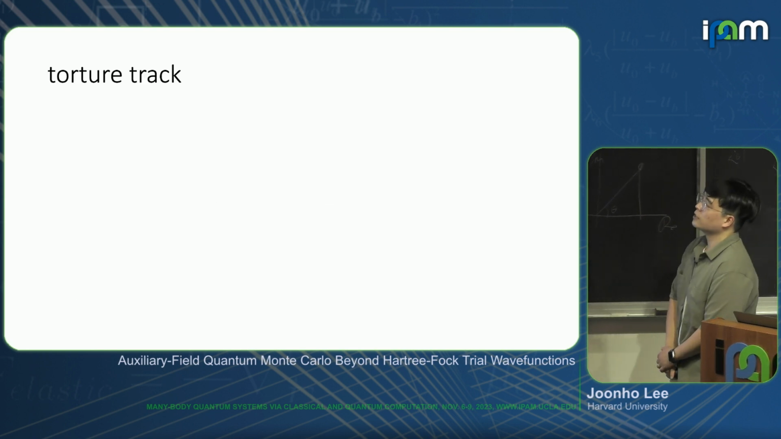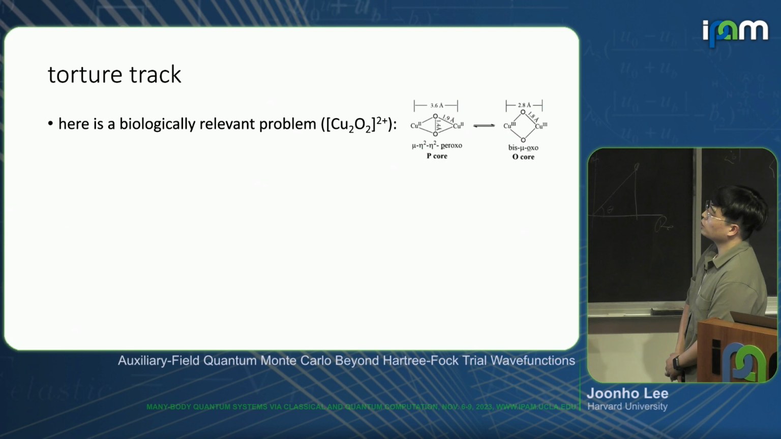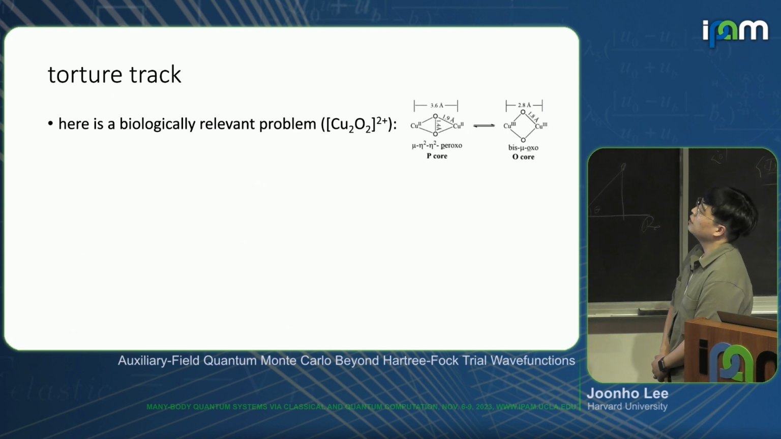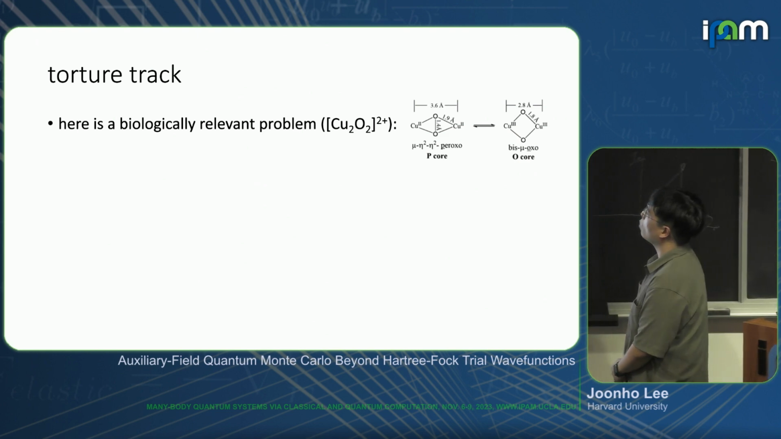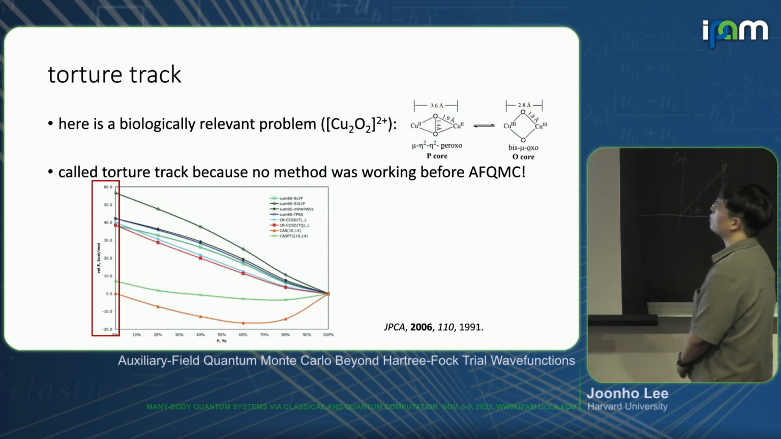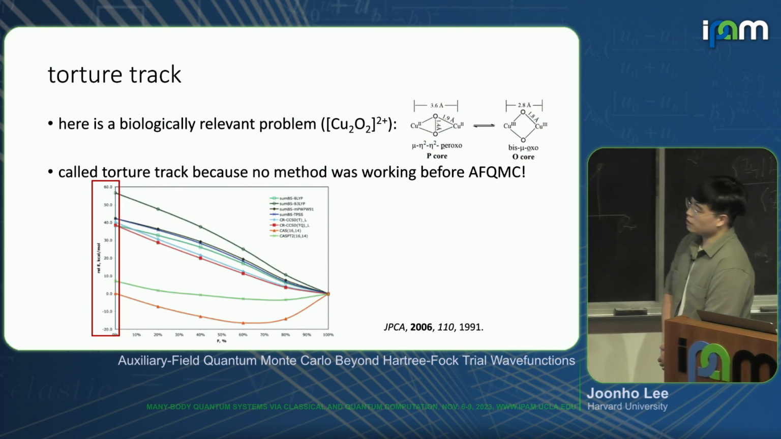There is an interesting example we've done, which is called torture track. There are two conformations of the Cu2O2 2 plus that people studied. It is biologically relevant because you can find enzymes containing this at the core active site. It's called torture track because no method was working before AFQMC.